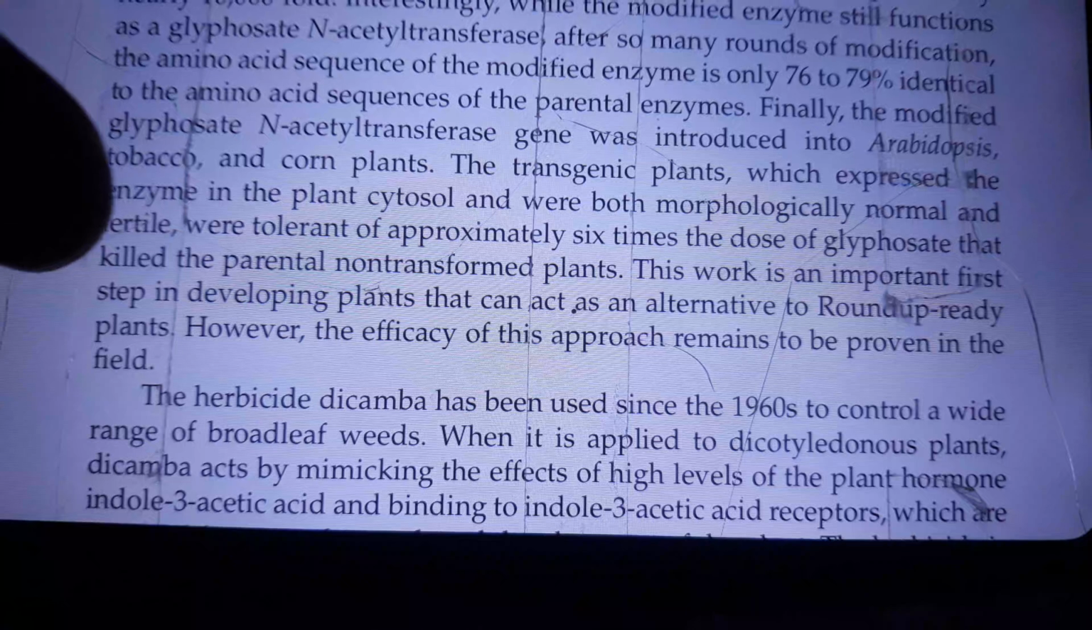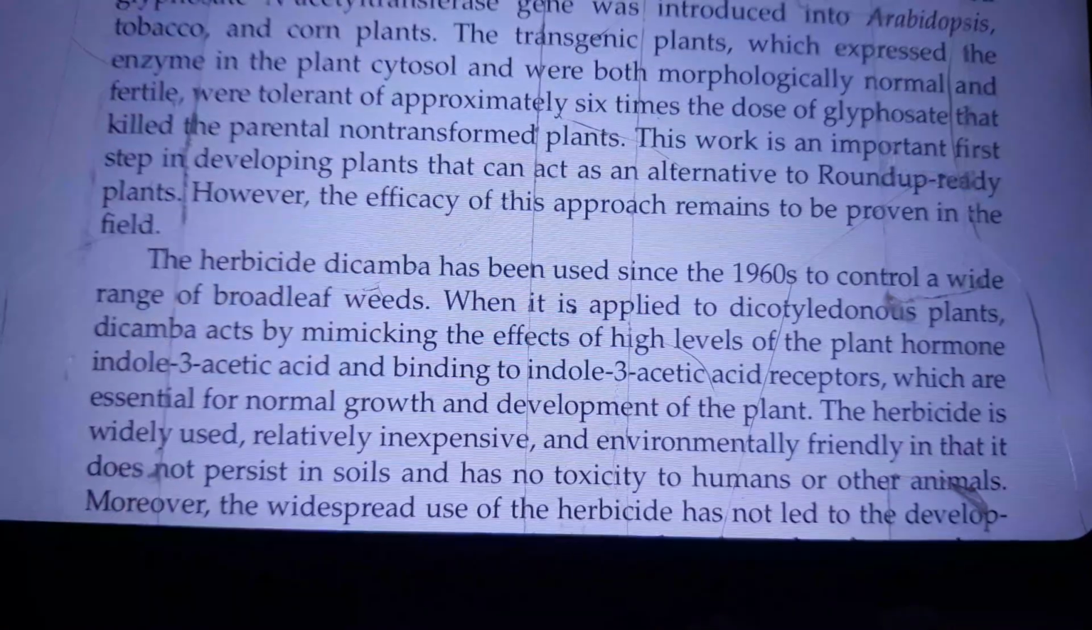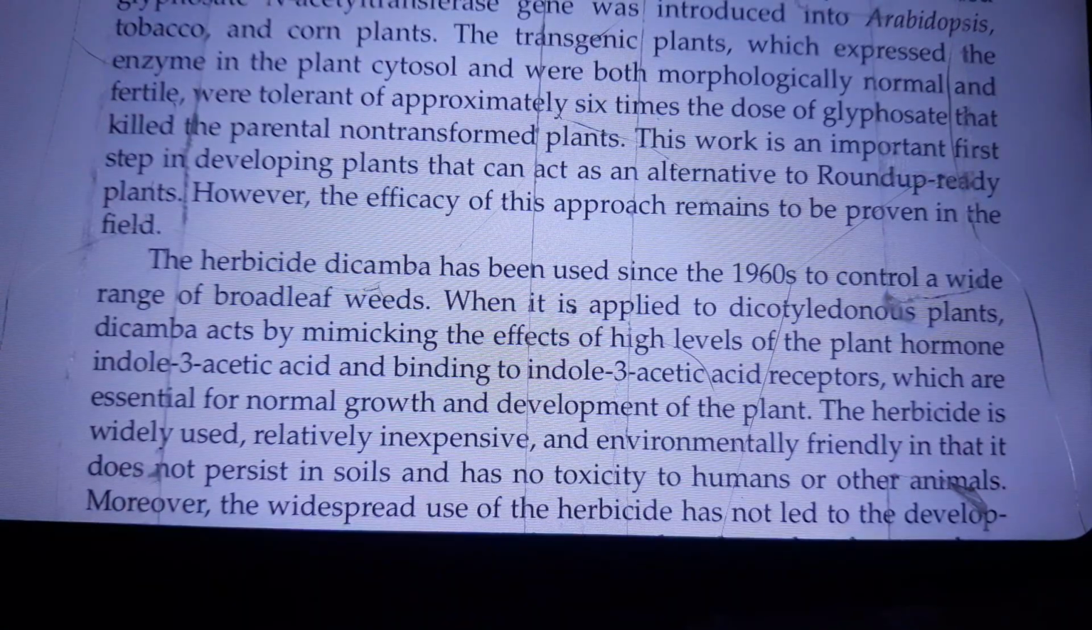Finally, the modified glyphosate N-acetyltransferase gene was introduced into Arabidopsis, tobacco, and corn plants. The transgenic plants, which express the enzyme in the plant cytosol, are both morphologically normal and fertile.